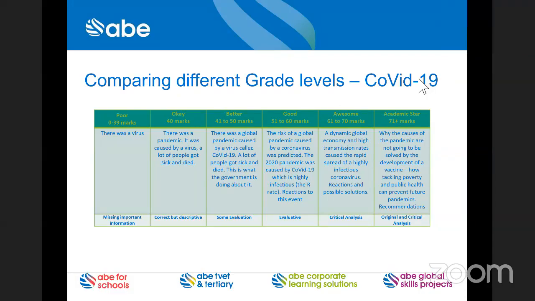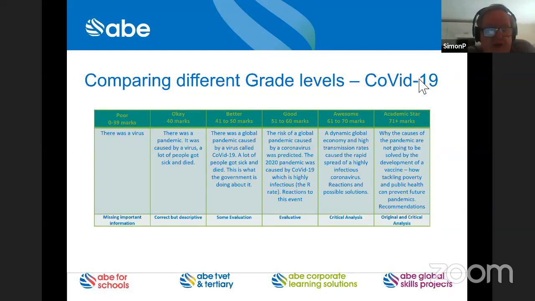More in terms of description, but still very descriptive, is to say, well, there was a pandemic caused by a virus, many people got ill and died prematurely. That is certainly a description of what's happened, but doesn't really give much information about cause and effect, or point to any wider implications of the virus.